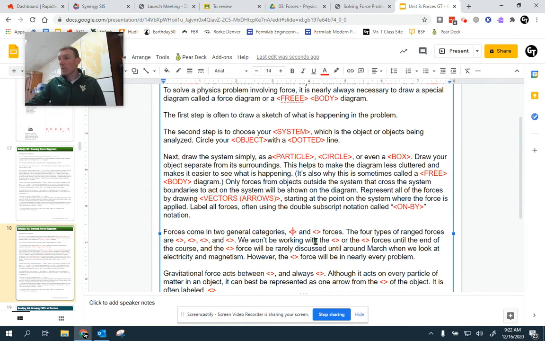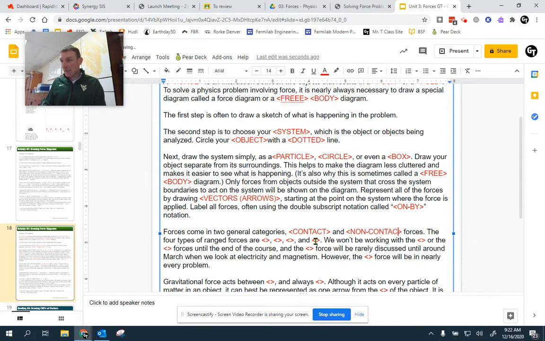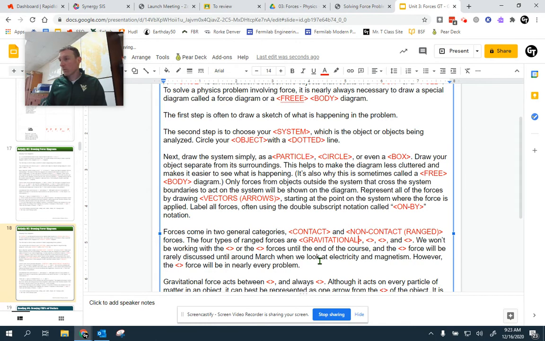All right, we talked a little bit about this already. Forces come in 2 general categories. There's contact and non-contact forces, or ranged forces. Either way is fine. The 4 types of range forces are gravitational, which is what we're going to be dealing with mostly, electromagnetic, strong nuclear, and weak nuclear force.